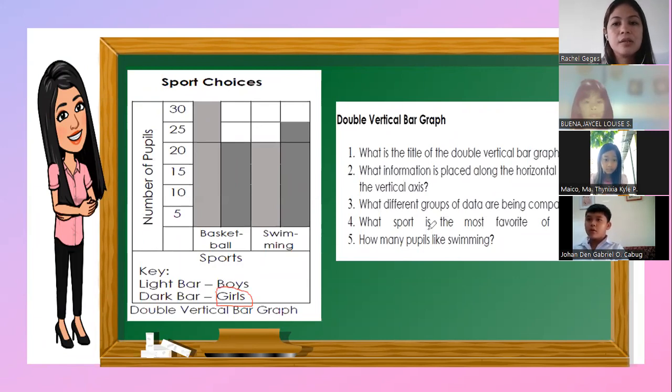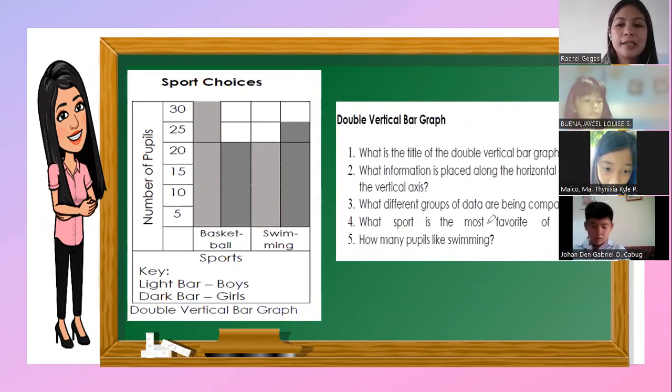Okay. So, that is the different groups of data being compared. We are comparing the number of boys and the number of girls who choose basketball and swimming. Now, what sport is the most favorite of the pupils? Basketball po. Yes, basketball, so basketball is the most favorite of the pupils kasi 30 yun, mas madami siya.